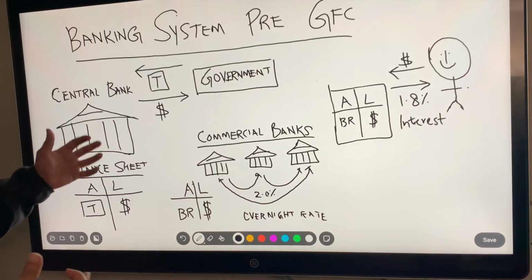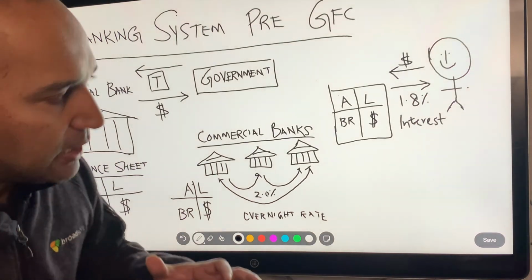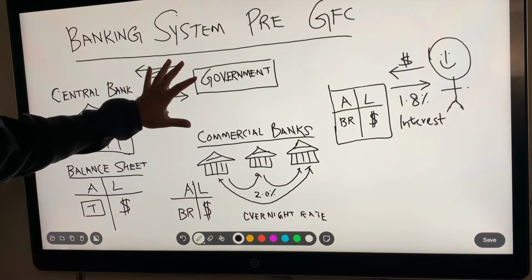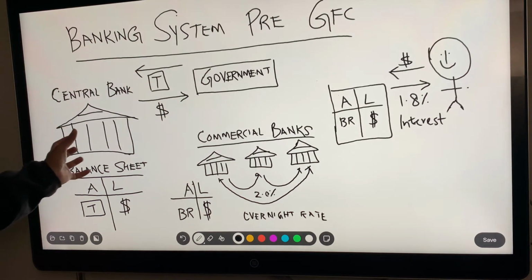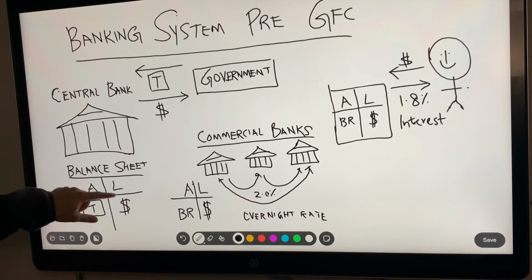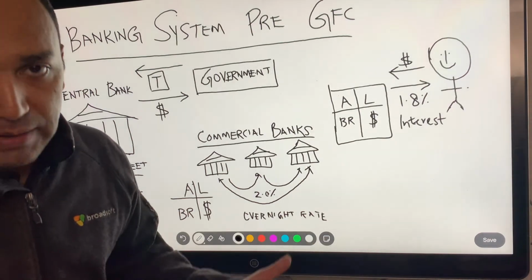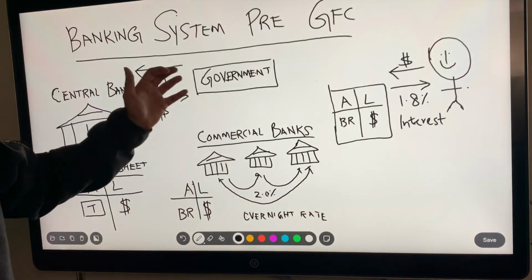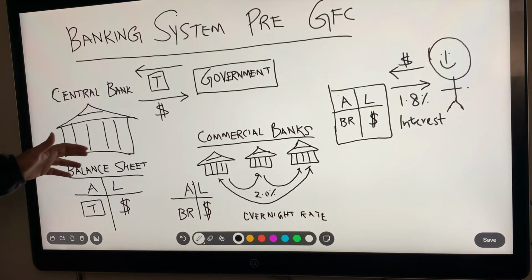So I'm going to summarize this again. The central bank purchases government securities. In return, they create newly printed money into the government's account, and the government can use that money for fiscal spending and whatever they want to fund. They can use this money for other projects.